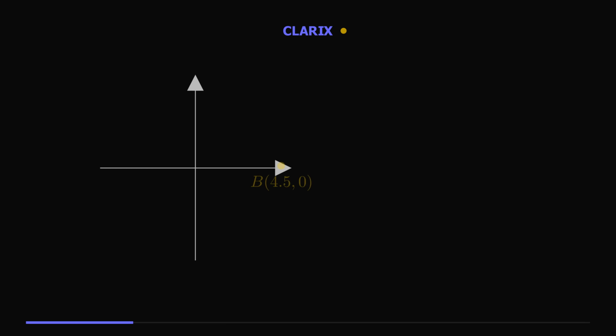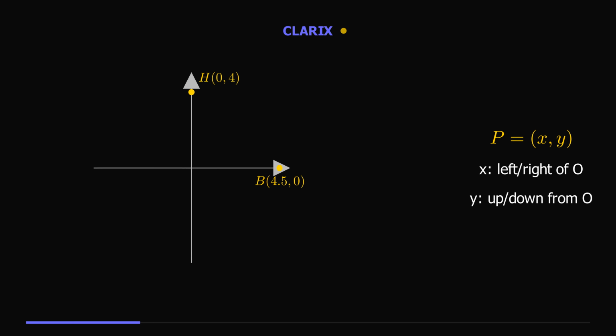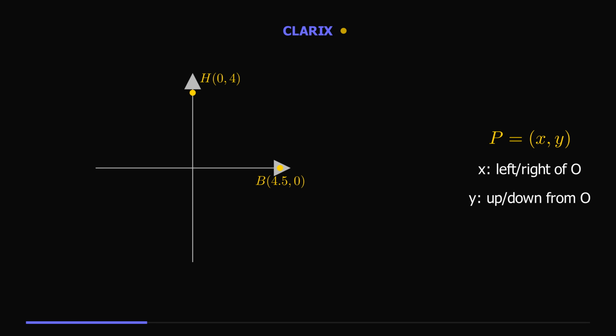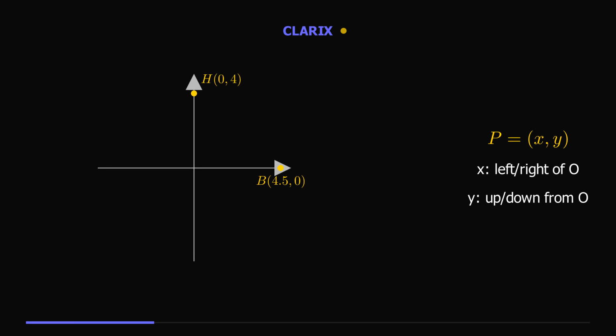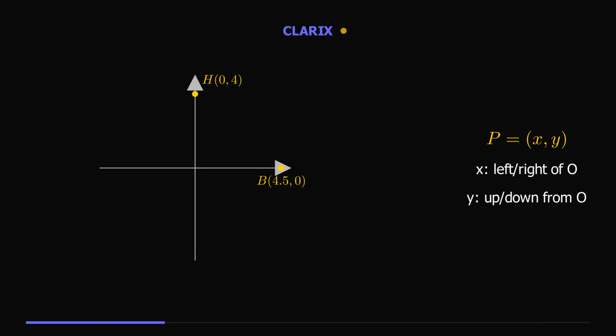Now here's the rule for reading any point's address. Every point gets exactly 2 numbers, written as (x, y). The first number, x, tells you how far to move left or right from the origin, measured along the x-axis. The second number, y, tells you how far to move up or down, measured along the y-axis. Move right or up from the origin, and the number is positive. Move left or down, and it's negative.